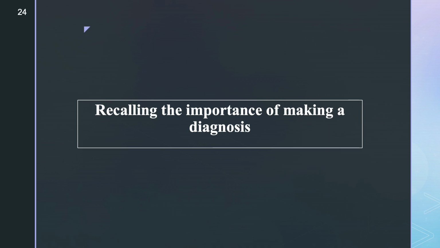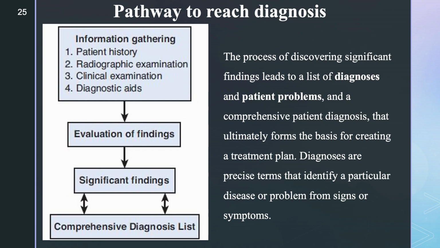Now that we have all the phases of the treatment plan laid out to us, let's recall the importance of making a diagnosis. So whatever we've been speaking about so far was to gather information through a thorough patient history and then do a proper physical examination, including the extraoral examination and intraoral examination, and based on the history and the examination, you order required investigations in order to establish a diagnosis. Once you have a diagnosis, you will formulate a treatment plan and then execute the treatment. So this is the perfect pathway to reach your perfect diagnosis.